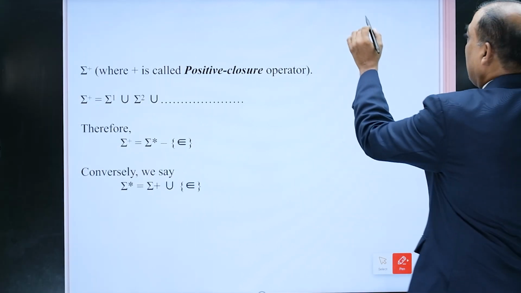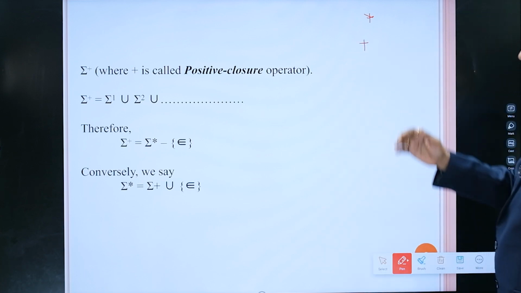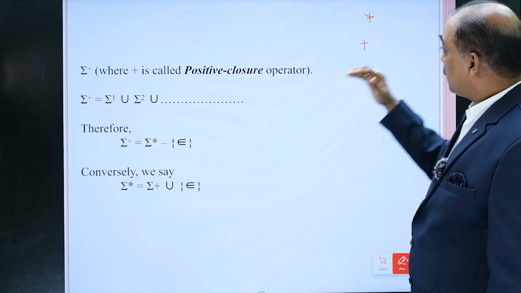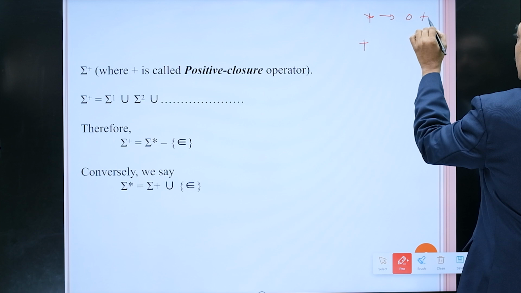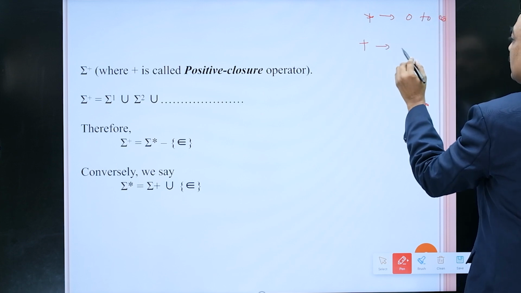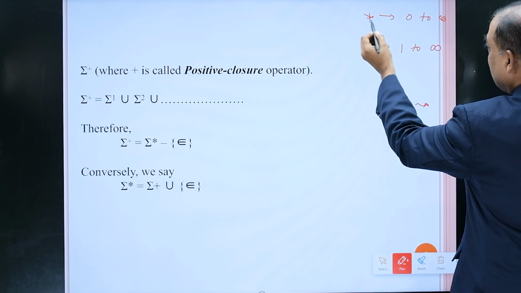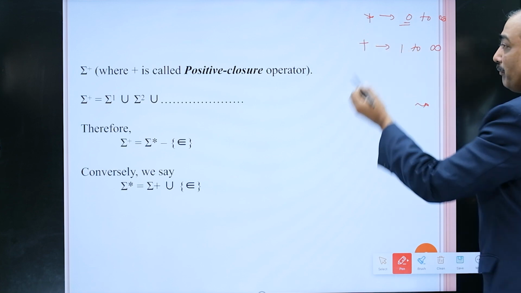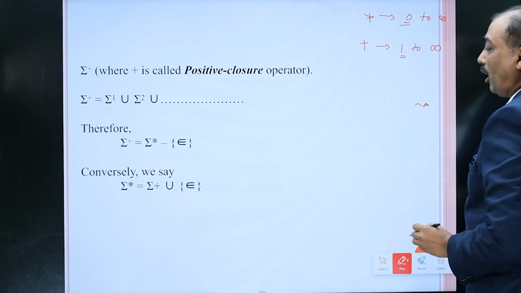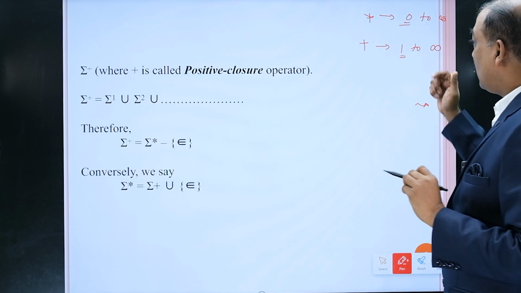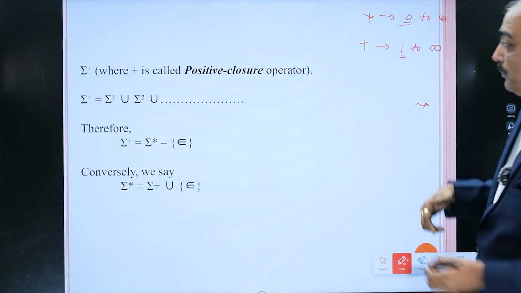Once we have studied star, there is another operation called plus. This plus is also called positive closure. Now what is the difference between star and plus? As I said, star indicates 0 to infinity, whereas plus indicates 1 to infinity. What does it mean? When I write star, I include a string of length 0, whereas in the case of plus, there is a string of at least length 1. You are not allowed to have a string of length 0 in the case of plus or positive closure. So how can I write?